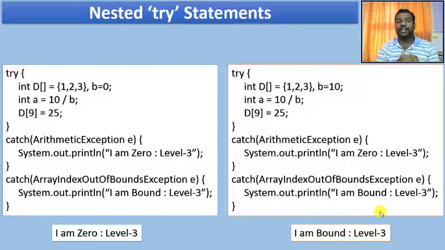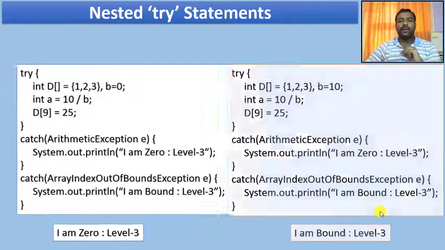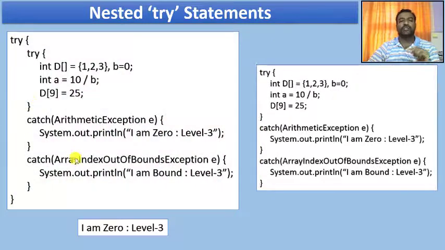Now we will put it into a nested block, where the program is going to look something like this. Just look at this. This try block and its associated 2 catch statements I have put inside another try block. Now just observe this. This try block becomes the outside or enclosing try block, and the inner one becomes the nested try block or the inner try block.